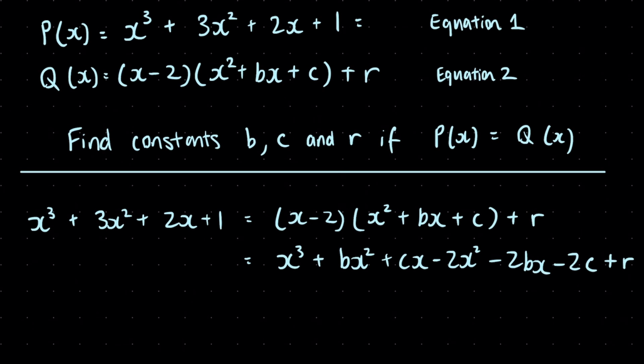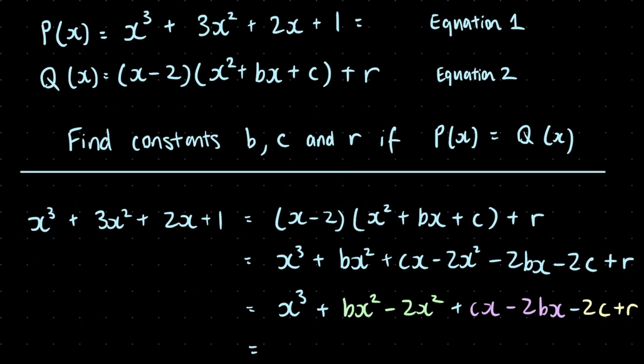Now what we want to do is group the like terms together. So all the x cubes go together, all the x squareds go together, all the x's go together, and all the constants go together as well. So I'm just going to rewrite this equation so I have all the like terms next to each other. And then what we're going to do is take out the common factor. So we're factorizing by grouping here.